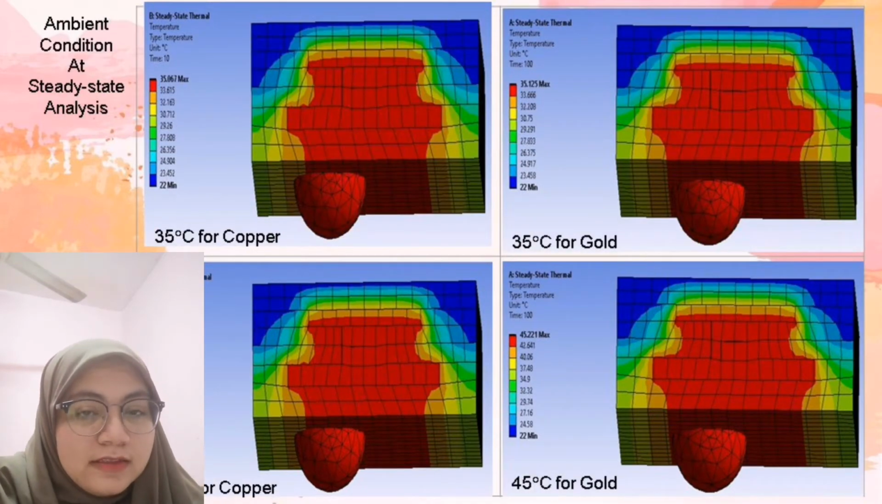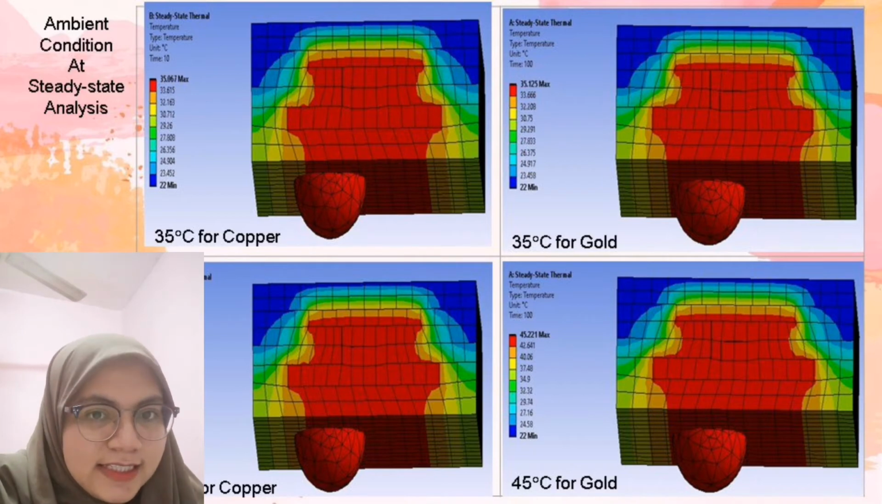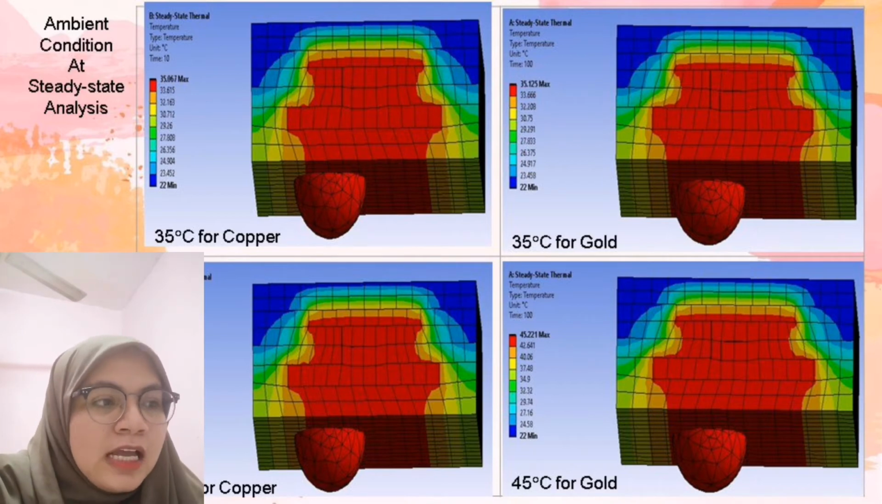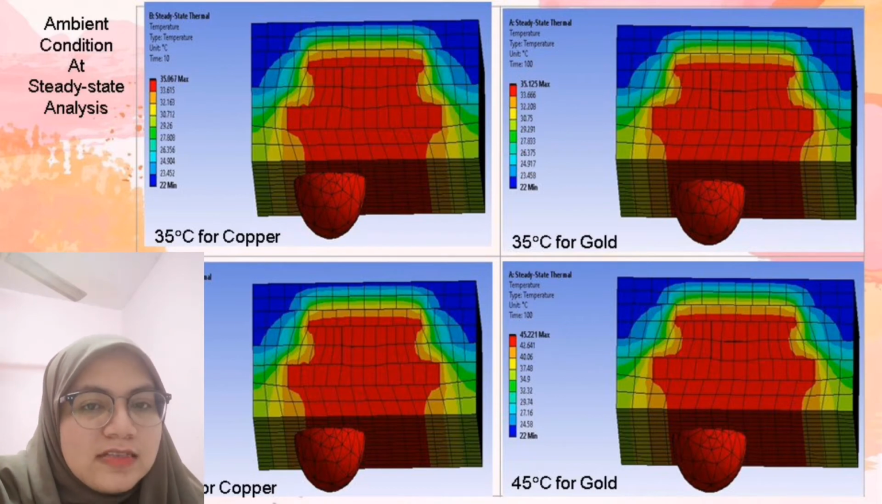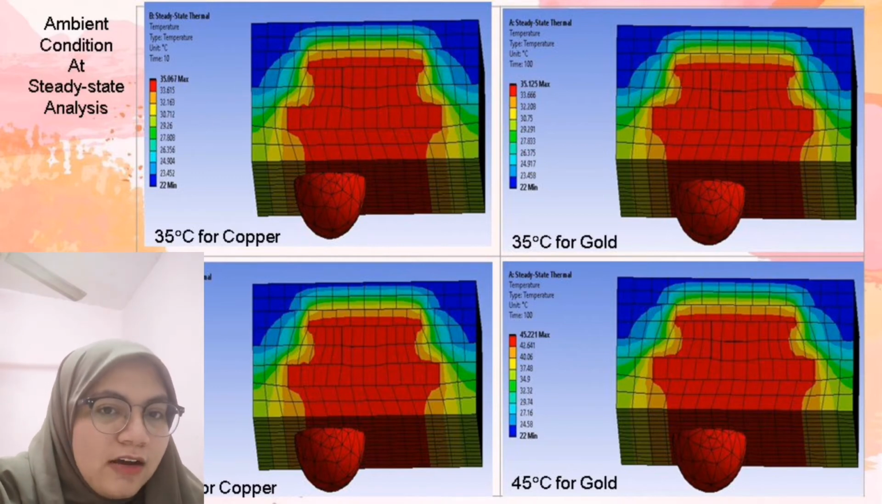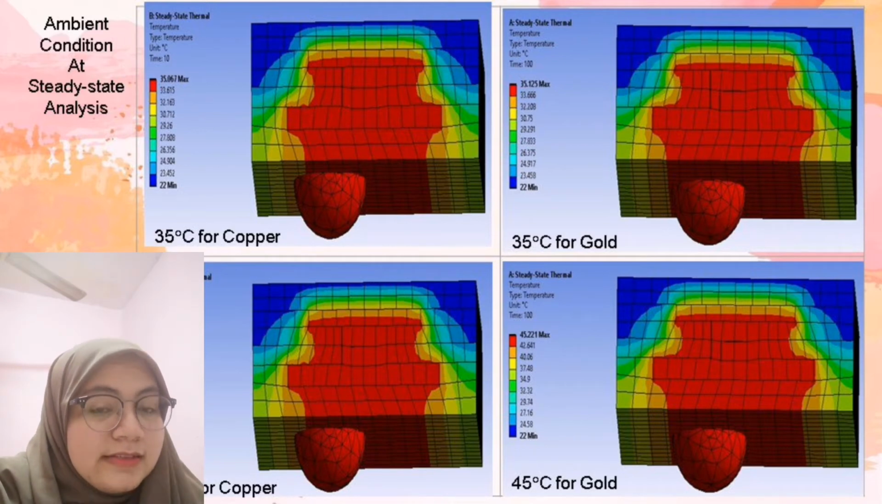Next, we're going to talk about the ambient temperature. In this ambient temperature, the temperatures used are 35 degrees Celsius and 45 degrees Celsius. We can see from this analysis that the rise of temperature is slightly increasing. For gold it is almost 0.125 degrees Celsius, but for the copper itself it is only 0.065 degrees Celsius. For 45 degrees Celsius applied to the surface of the die, the copper only rises by 0.119 degrees Celsius, while the gold still soars higher than the copper, at 0.221 degrees Celsius.